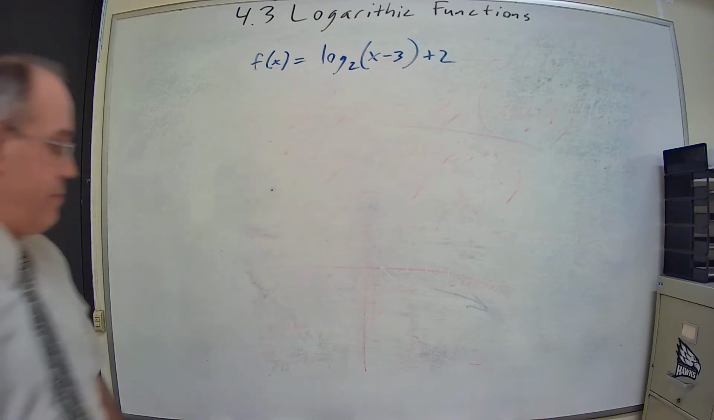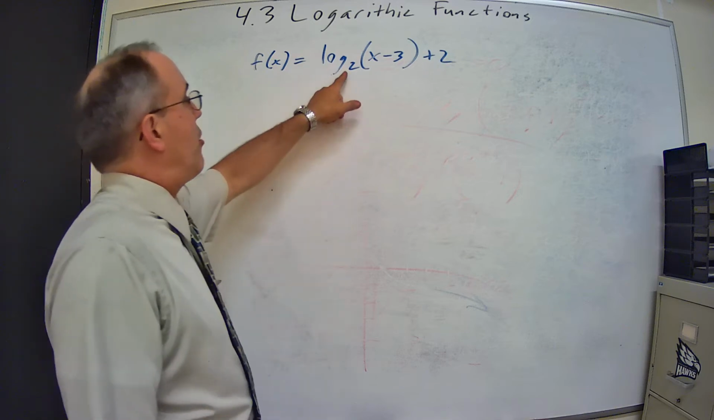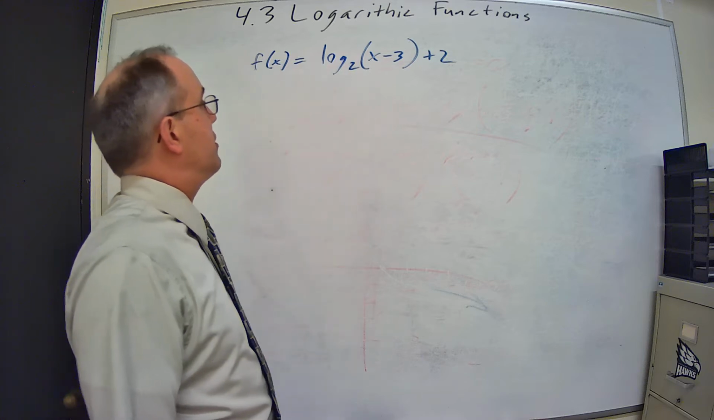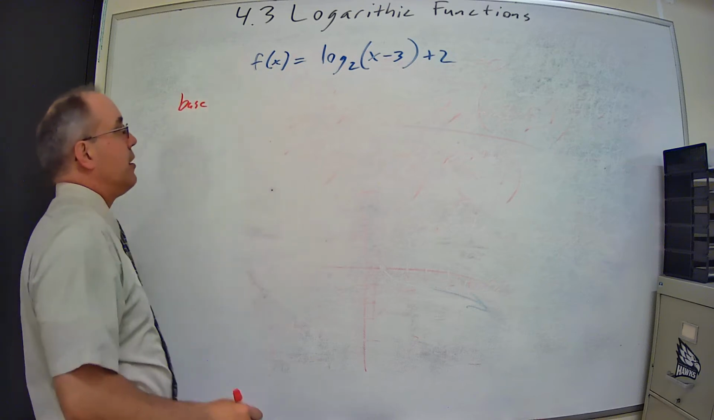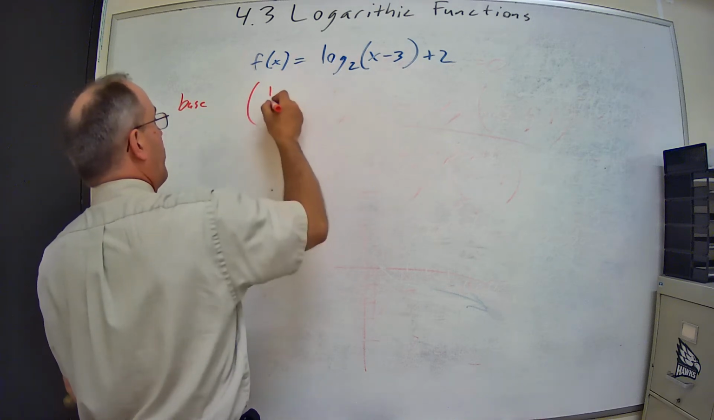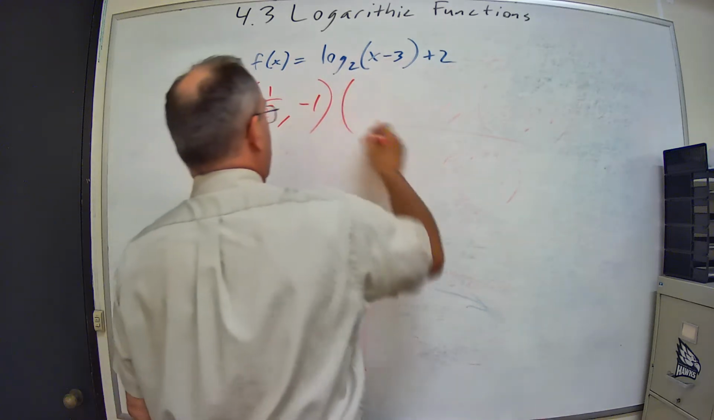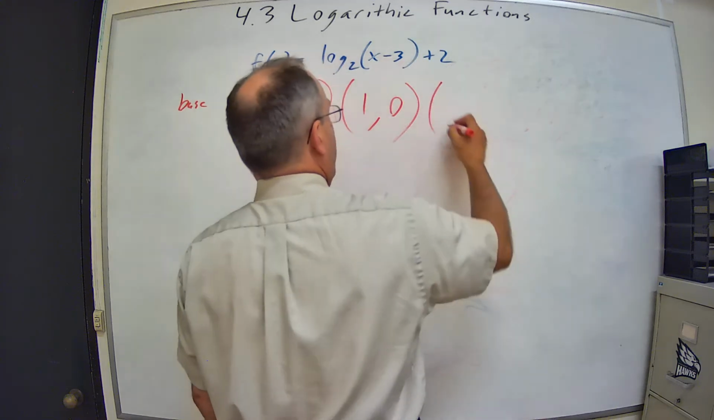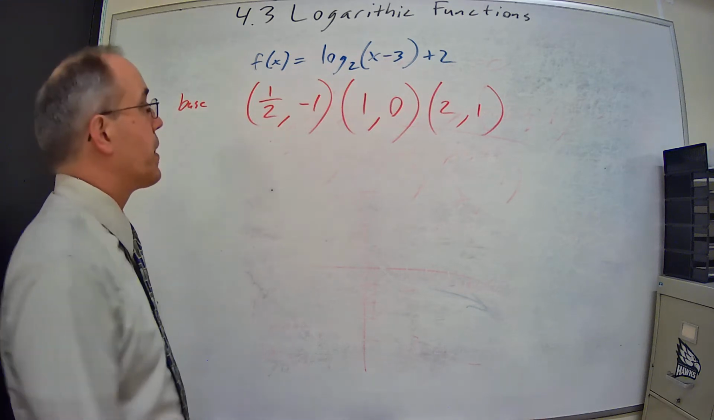Let's start it out as we did in the past, like when we did the exponents, and get our 3 points from log base 2 of x, because that's the main function. So we're going to call the base function log base 2 of x: 1 over a, so 1 over 2, -1; 1, 0; and a, 2, 1. So we have our 3 points.